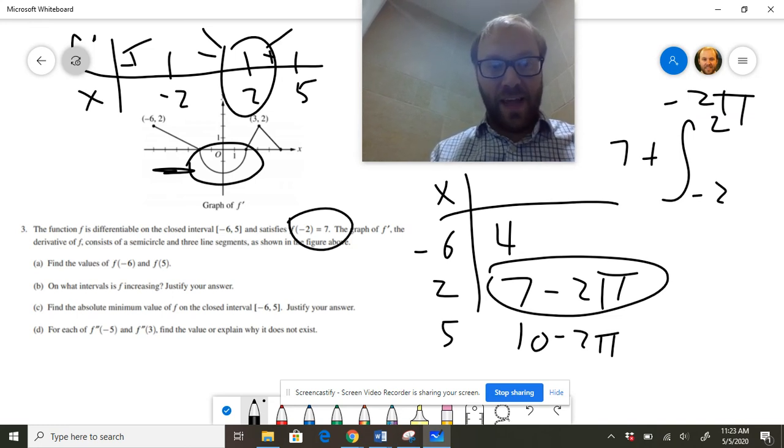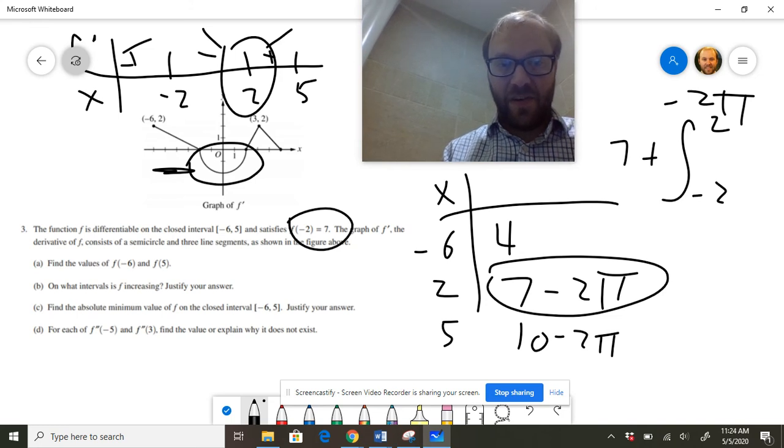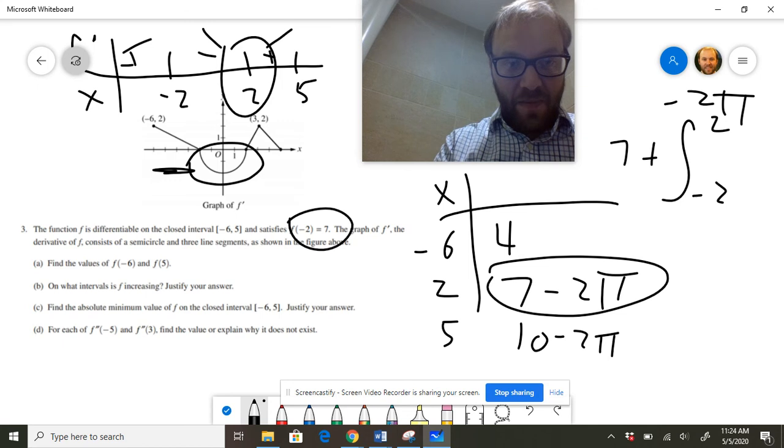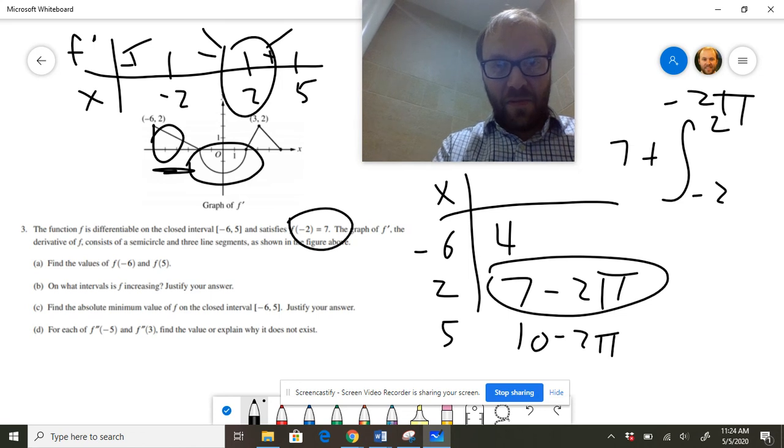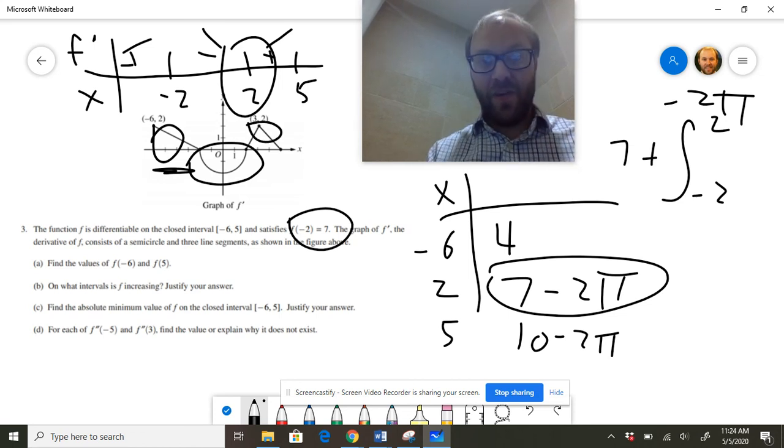Okay, last part there, part D, they ask about the second derivatives. Of course, that's just the slopes of the derivatives. So f prime of -5, you can find the slope here at -5. F prime of 3, you can find the slope there at 3. And you will notice there's a cusp at 3. So there is no second derivative at 3, but the second derivative at -5 should just be the slope of f prime at -5. And I'll let you calculate that.